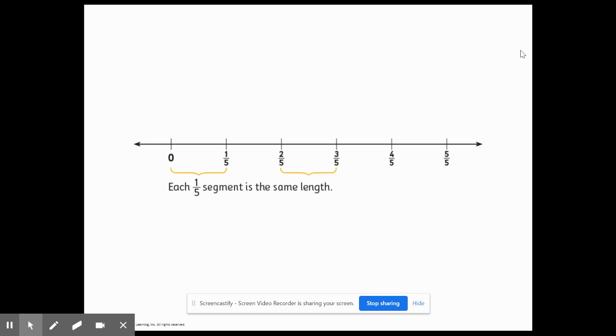So look at this number line. This number line is divided into fifths. We have 1, 2, 3, 4, 5 parts. Each segment is a fair share because each segment is the same length. The fair shares are congruent line segments. Congruent means that they are all the same.